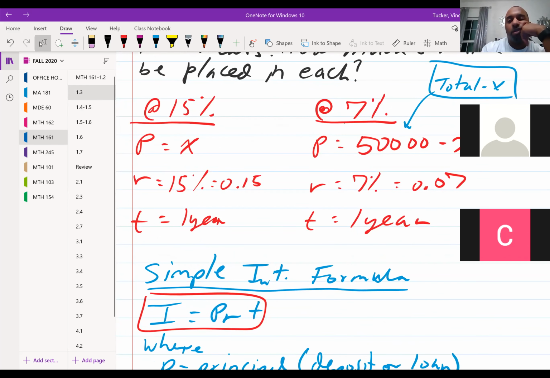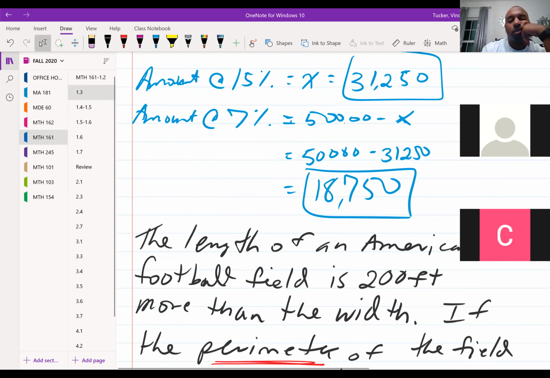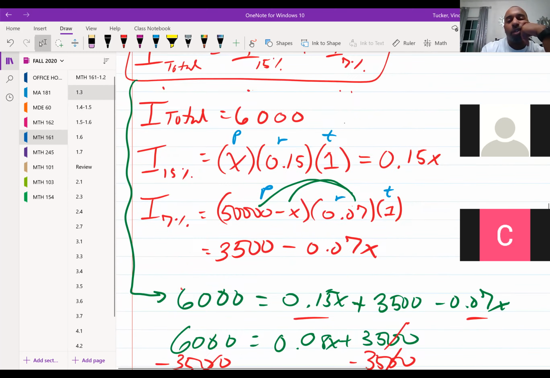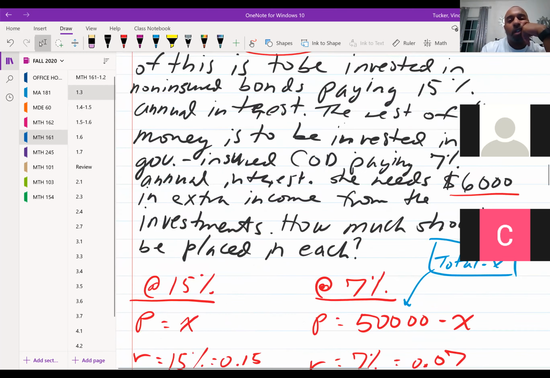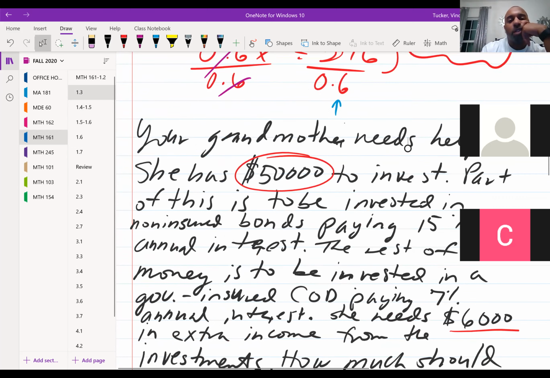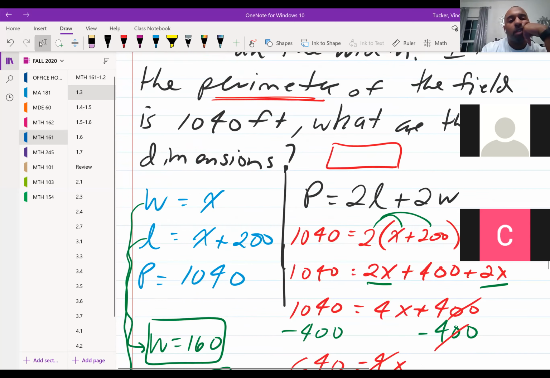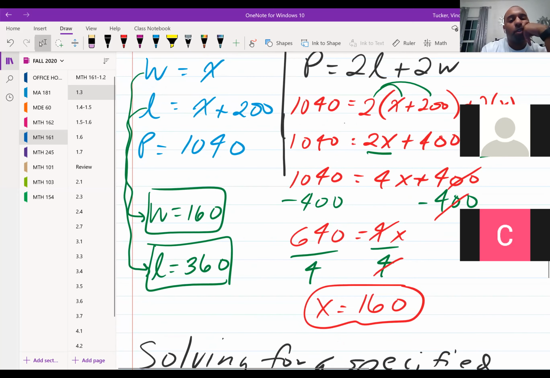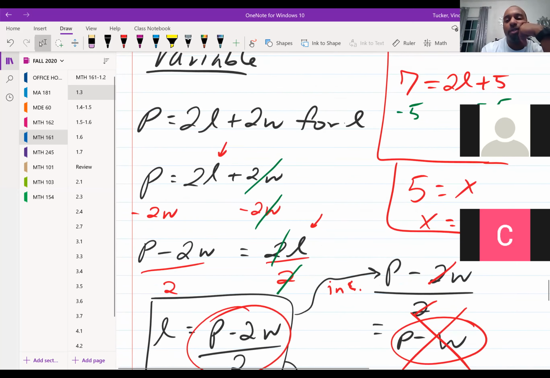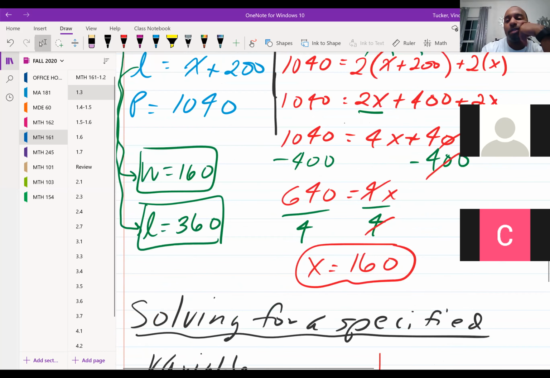Well, we can pause right here. This would be a good place to pause. So next class we'll do these other two word problems, and then finish up 1.3 and then get into 1.4. Okay, that'll be fine.